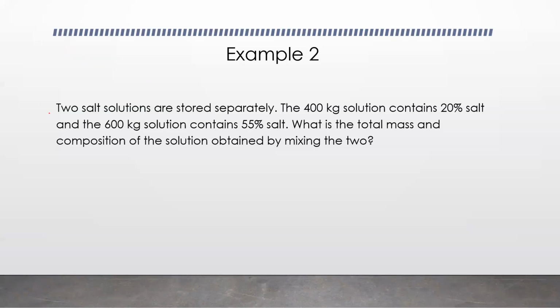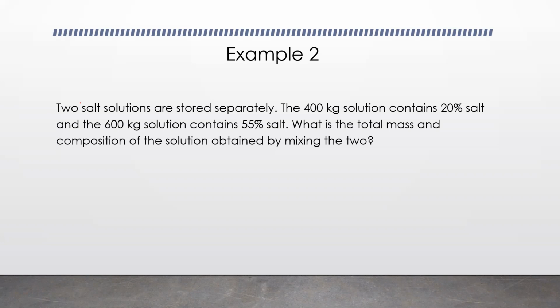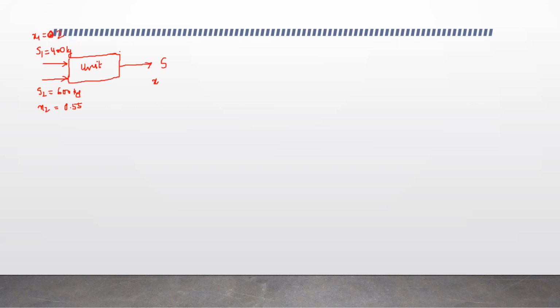Then X2 they have given to be 55%, so that is 0.55. What is the total mass and composition of the solution? So we don't know S or X. We don't know any of them. So now the next step, you have to form the overall material balance equation.